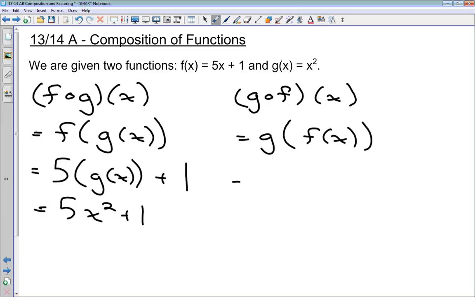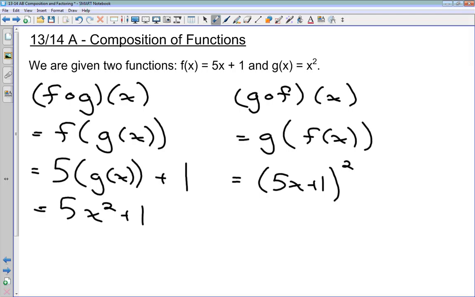So if I take my function g, put a big space anywhere I see x, it would look kind of like that, and then I just want to sub my function f, which is 5x plus 1, in there. So I get 5x plus 1 all squared. So notice, again, they don't work out to the same thing. So the order is important when we do this composition here.